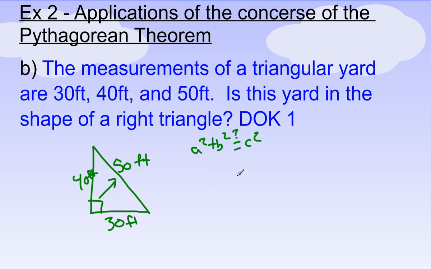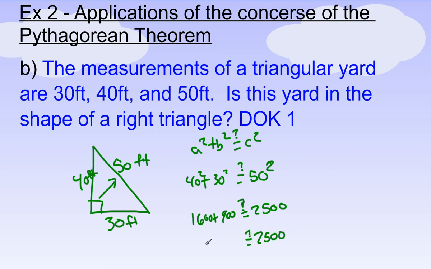Interesting. And this would be, the long side is the hypotenuse, this 50. And over here we've got 40 squared plus 30 squared. 50 squared will be 2500. That will be 1600 and 900. 2500 here, 2500 here, and the answer is yes, they are equal, which means yes, this is in the shape of a right triangle.